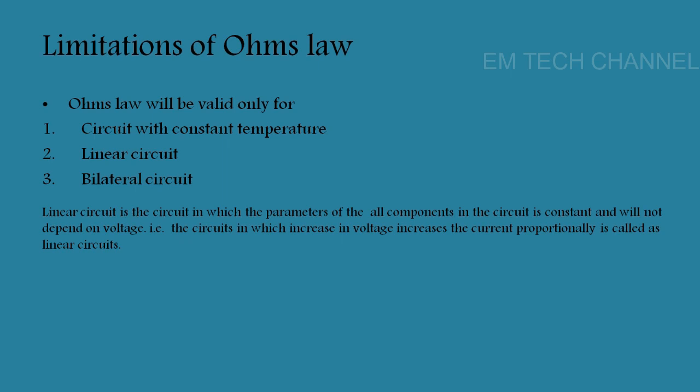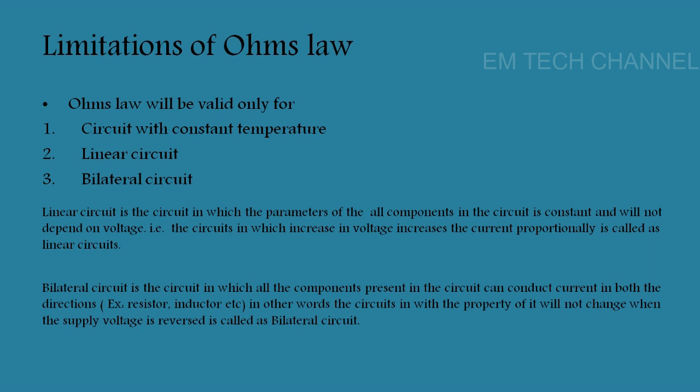Next comes the bilateral circuit. A bilateral circuit is a circuit in which all the components present can conduct current in both directions. In other words, circuits whose properties do not change when the supply voltage is reversed are called bilateral circuits. For example, resistors and inductors can conduct current in both directions without any change in their property, but a diode conducts current in only one direction and will not conduct current in the opposite direction. So the diode does not come under a bilateral circuit. A circuit in which a diode is present is not called a bilateral circuit, and it will not obey Ohm's law.